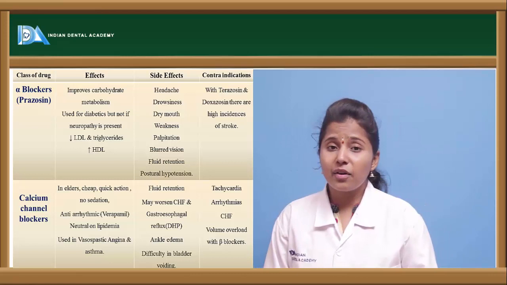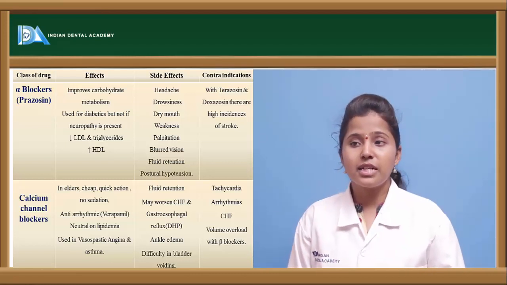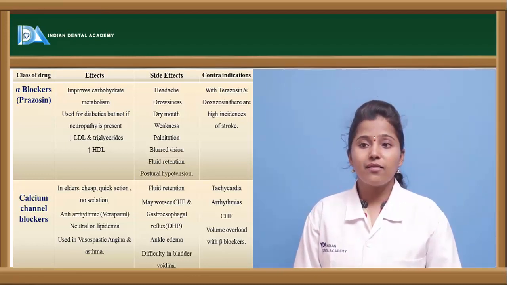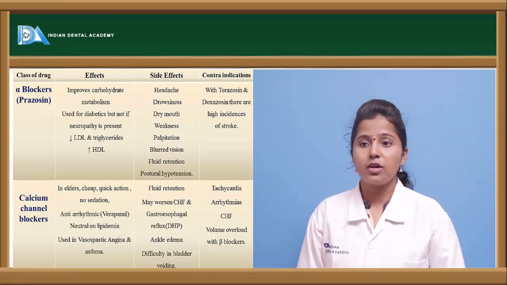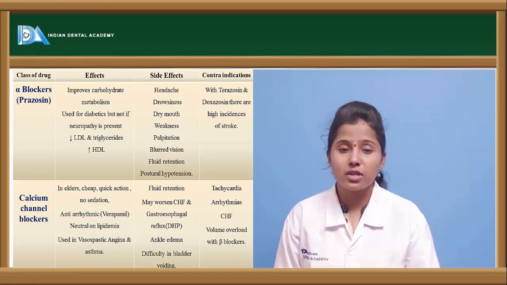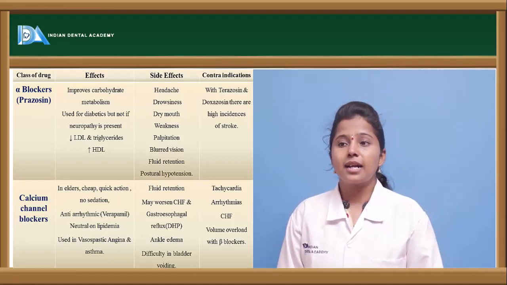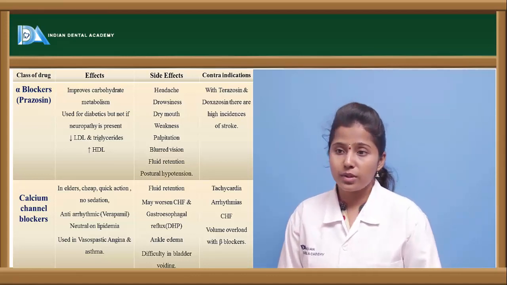And these alpha blocking drugs should be contraindicated in the case with terazosin and doxorubicin. When terazosin and doxorubicin are given, the alpha blocking drug called prazosin should be contraindicated, because when prazosin is given in combination with terazosin and doxorubicin, adverse effects occur. And there are high incidences of stroke also when prazosin is given in combination with these drugs.